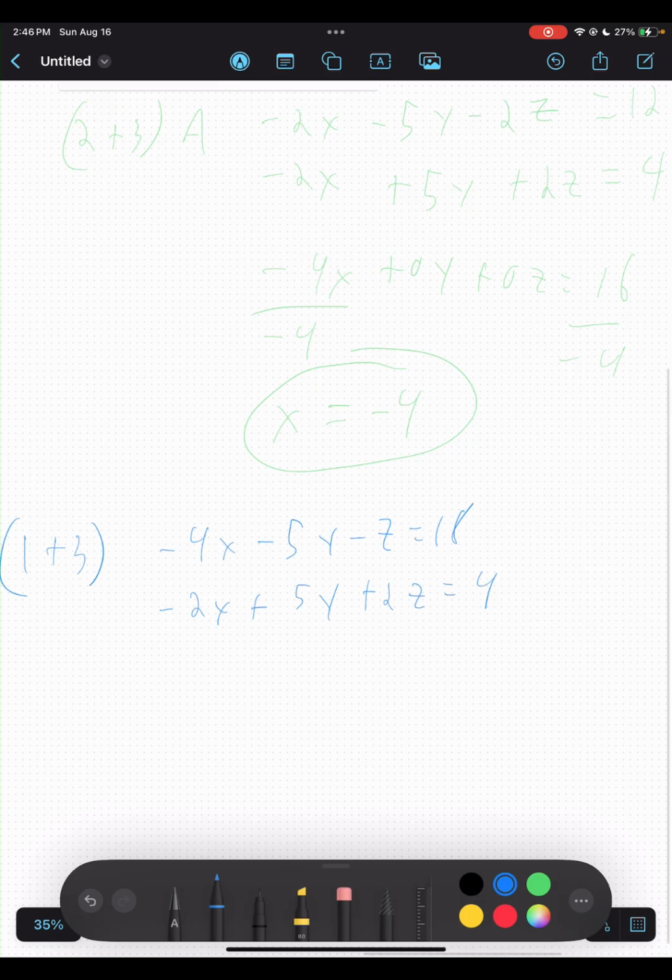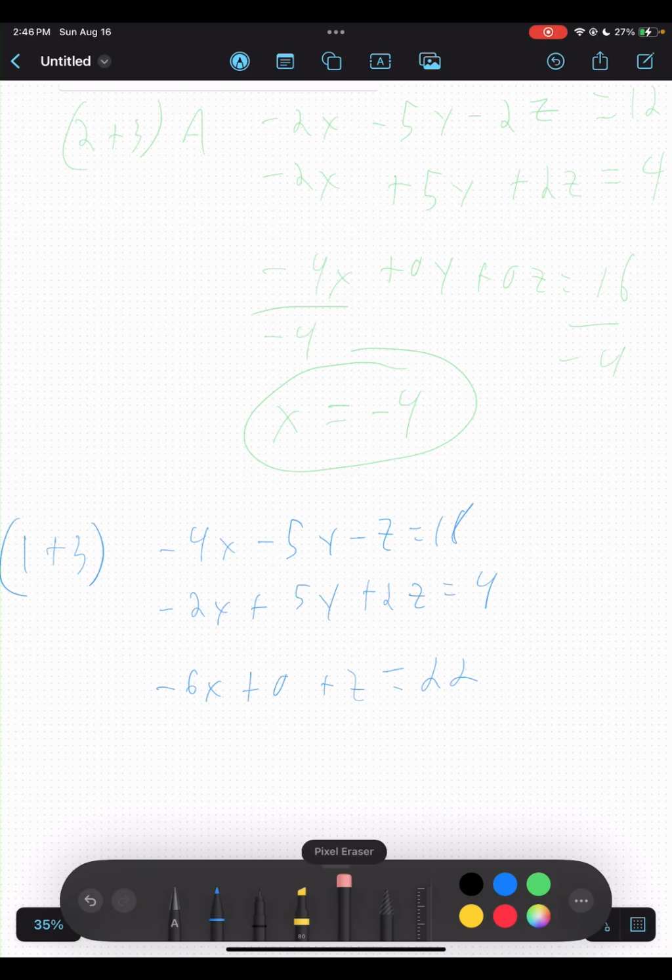Negative 4 minus 2 is negative 6x. 5 and 5 makes 0, or 5 and negative 5 makes 0, excuse me. Minus z and plus 2z is going to be plus z. 18 and 4 is going to be 22. So negative 6x plus 0 plus z equals 22.